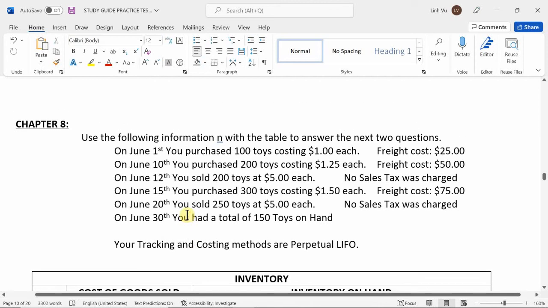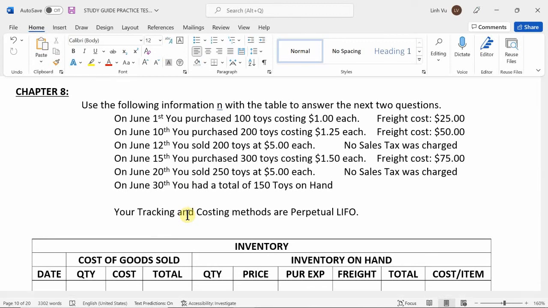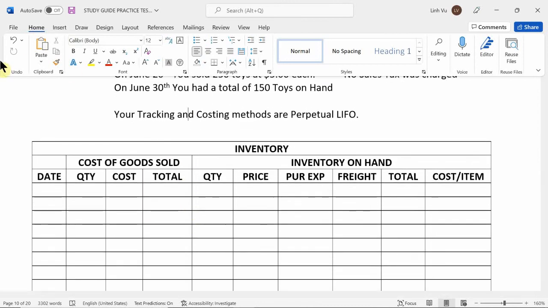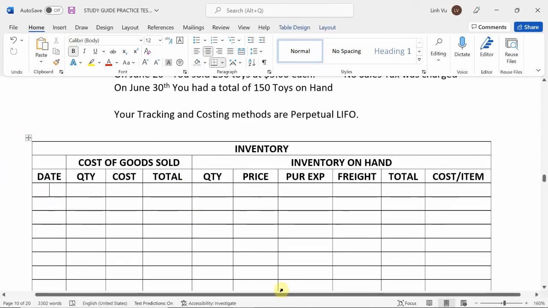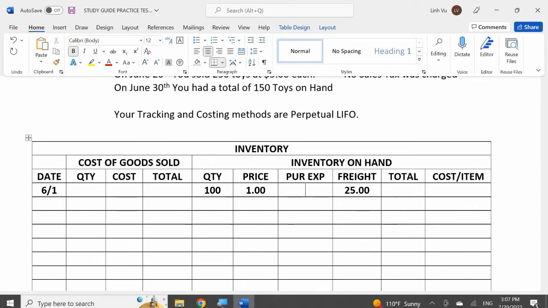So in this case, let's go through this scenario. If on June 1st, we decide to purchase 100 toys costing $1 each with the freight costing $25. Same exact scenario, the only difference is the tracking method is going to be different. So let's plug in our table. June 1st, we didn't sell anything yet, but we did purchase 100 toys at $1 each with a freight of $25.